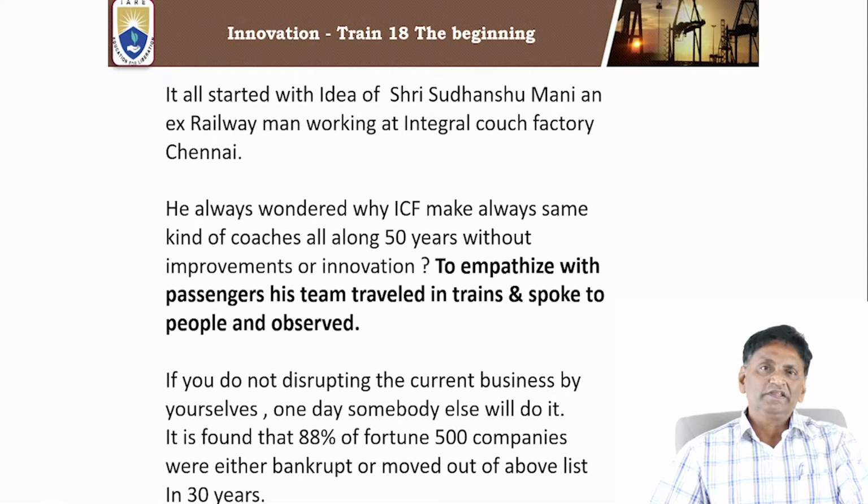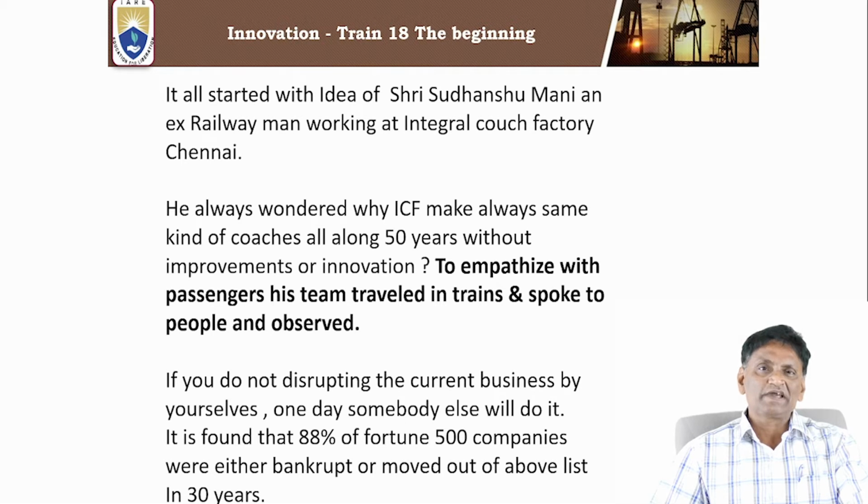So he realized that innovation is very important to survive. If you look at the world over, there are Fortune 500 companies. Thirty years ago some companies were there. Now, 30 years on, 88% of the companies which were Fortune 500 then are not there. Only 12% remained out of the 500. New companies came into those slots.